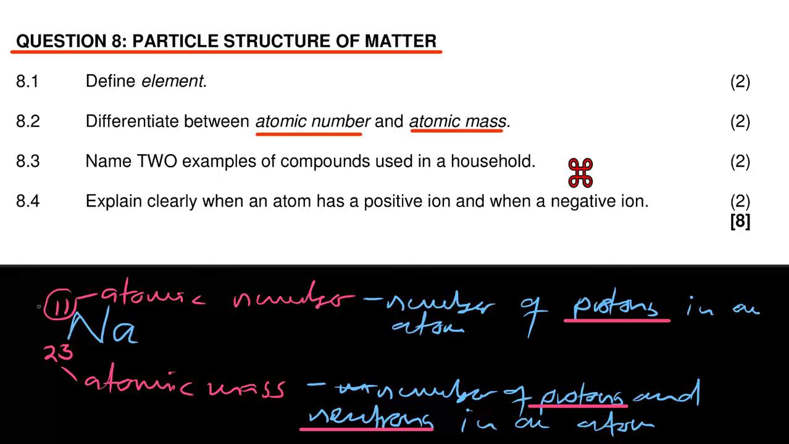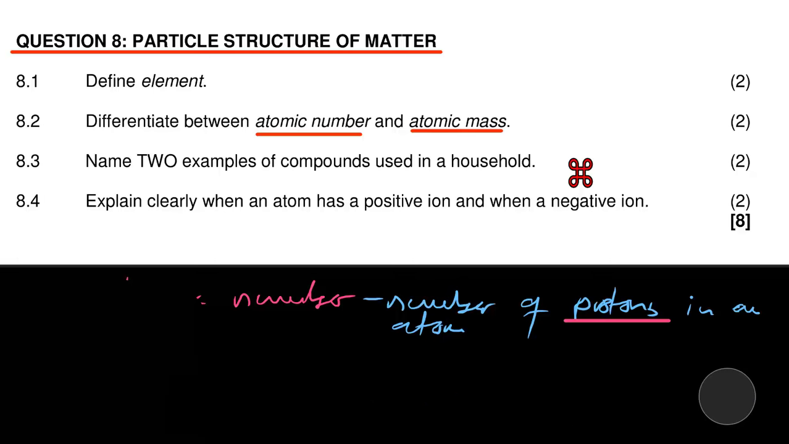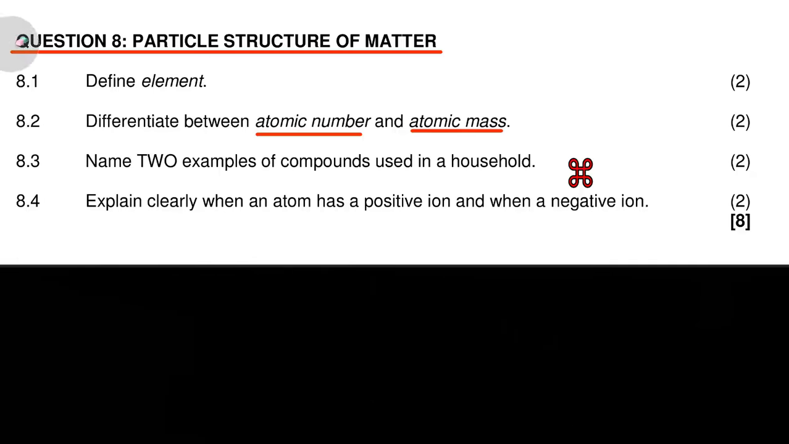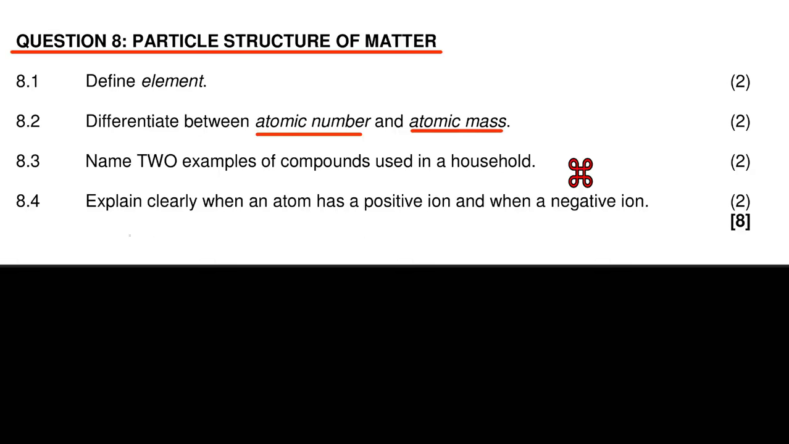In here you can see that if the atomic number on this sodium atom is 11, the neutrons will be 12, so that when you add 11 plus 12 you get 23. Remember we said the atomic mass is the number of protons and neutrons in an atom. So this is 2 marks, but the key thing there is to differentiate between the protons, which are in the atomic number, and the neutrons, which are in the atomic mass.